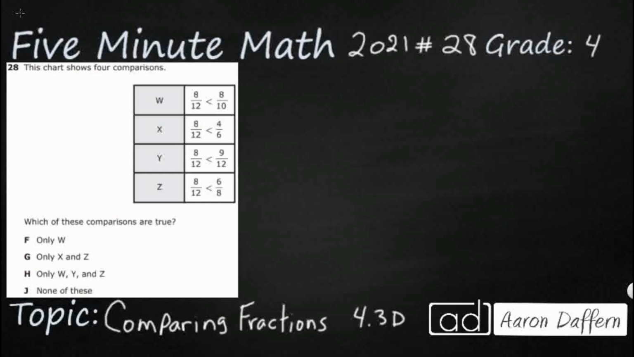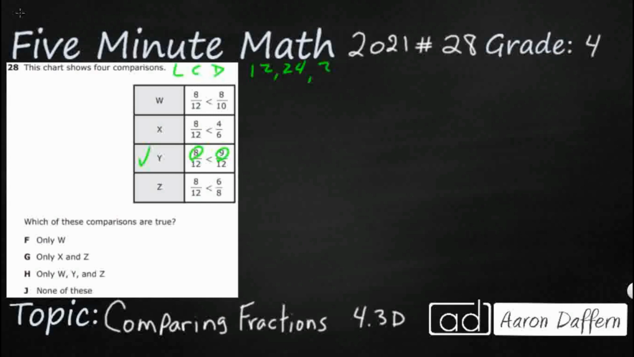Take a look at this, 8/12 and 9/12. And 8 is less than 9, so we can already say Y is going to be good. Let's check the other ones. You notice we've got 12s all down the left side. So let's just skip count by 12s because we're going to use that to find our least common denominator.